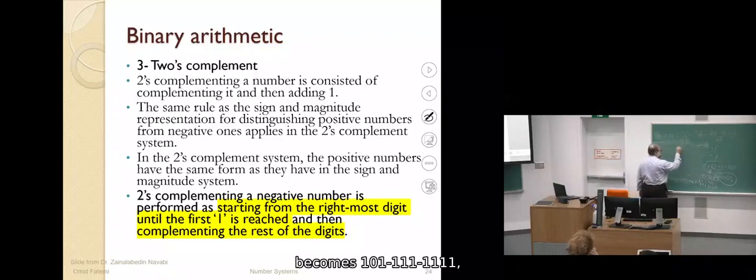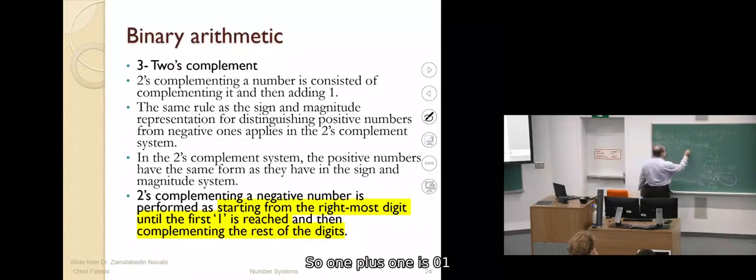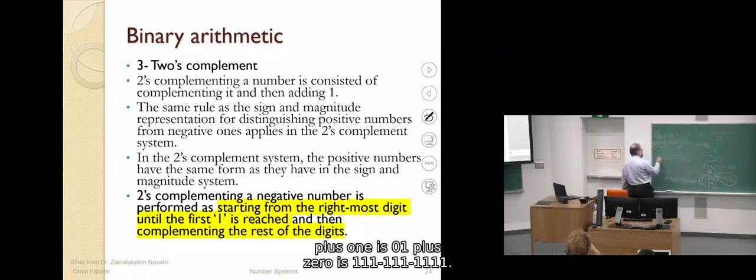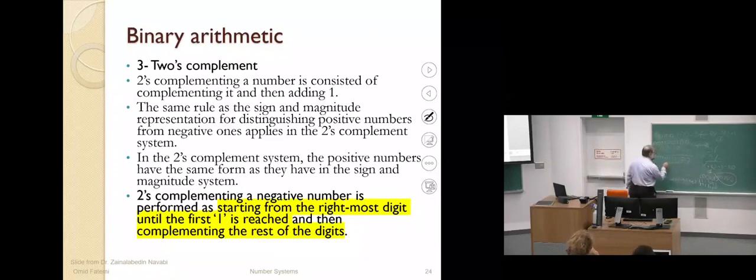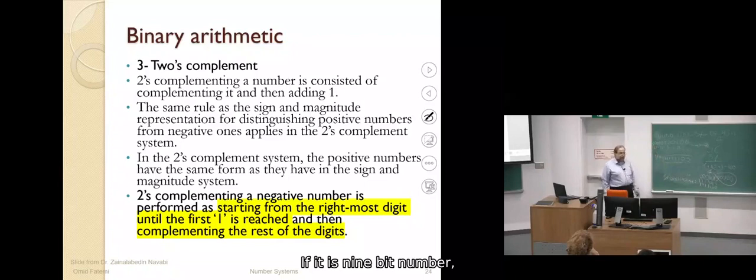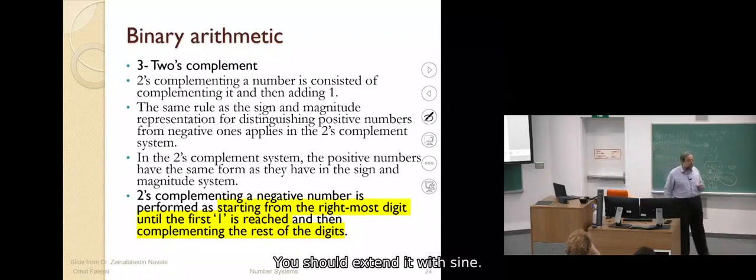0 becomes 1, 0 becomes 1, and so on, all ones. And then adding 1 to it to make it 2's complement. So 1 plus 1 is 0, 1 plus 1 is 0, 1 plus 0 is 1, and the rest are 1s. So if it is an 8-bit number, the -4 would be this. If it is a 9-bit number, the -4 would be this. What does it mean? It means that you shouldn't extend it with 0. You should extend it with sign.